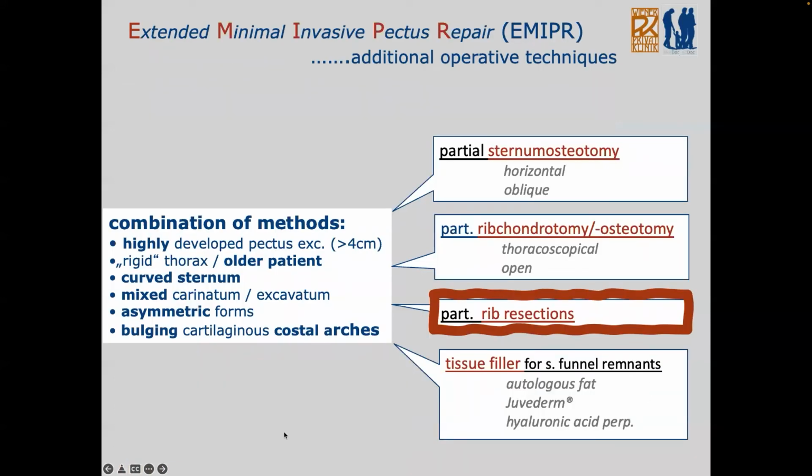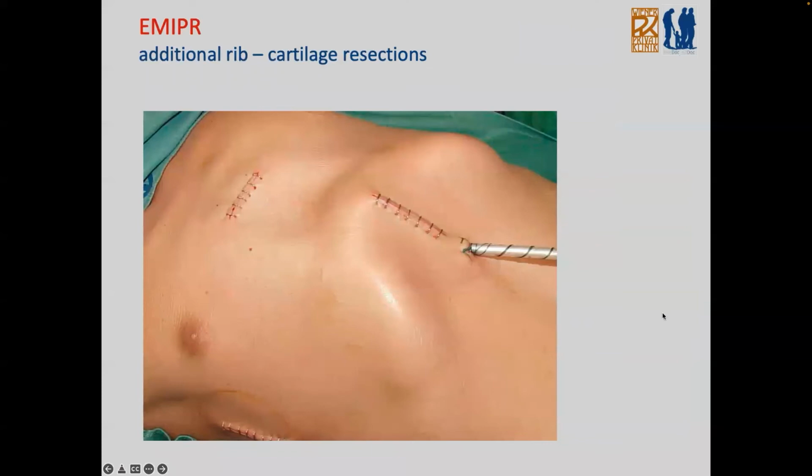Now the partial rib resections. The pectus excavatum is surgically already corrected with partial sternotomy and 2 sternal lifting metal bars, but we realize atypically elongated cartilaginous rib portions of the inferior costal arch. In these cases, the protruding rib portions must be peeled from the perichondrium and resected. A suitable cartilage regenerate forms in the tightened perichondrium tubes within about 2 months.